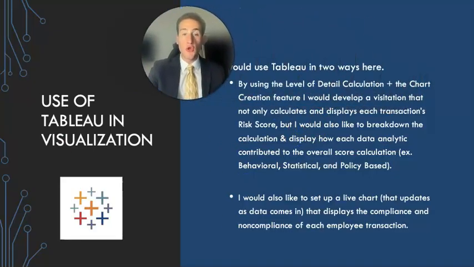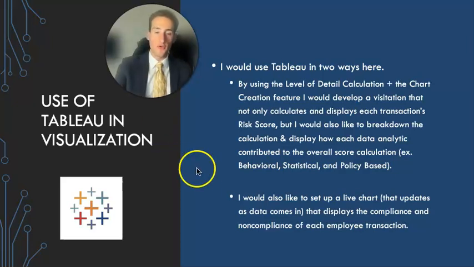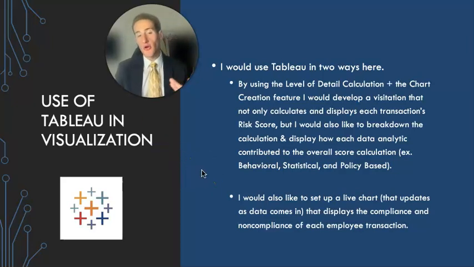So here, how would we use Tableau to help with this analysis of Mr. Chanda? Well, I argue that you could do it in two ways. The first way is by using a level of detail calculation that would create a chart based on the calculation of each transaction's risk score. I think this is powerful because it'll show managers, investigators, compliance officers exactly which transactions need to be looked at and which ones are on the safe side.